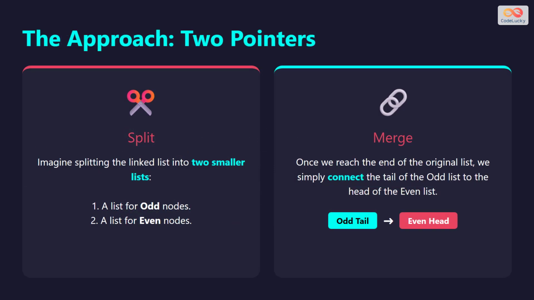The most efficient way to solve this is by maintaining two separate pointers, effectively splitting the list into two parts as we traverse it. We will have one chain for odd positions and another chain for even positions. At the very end, we will simply link the tail of the odd list to the head of the even list.